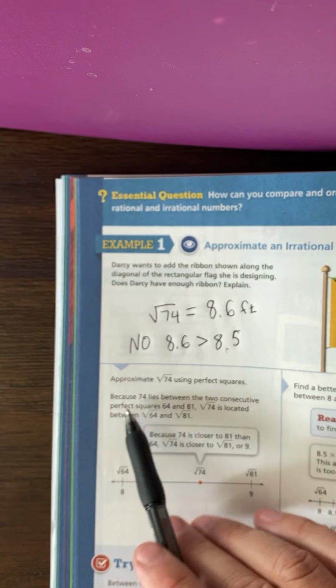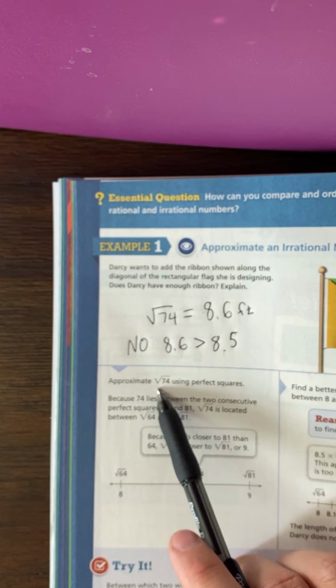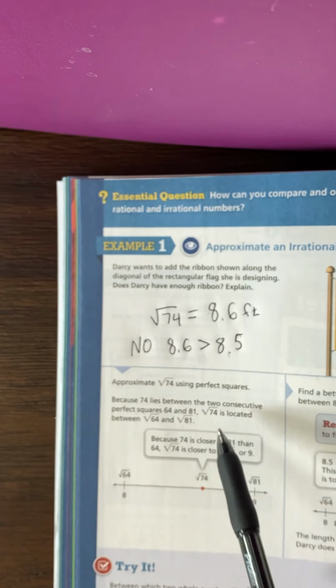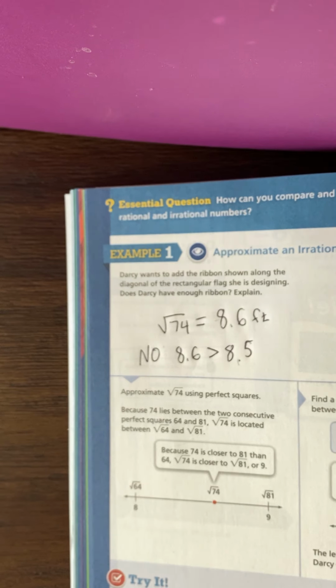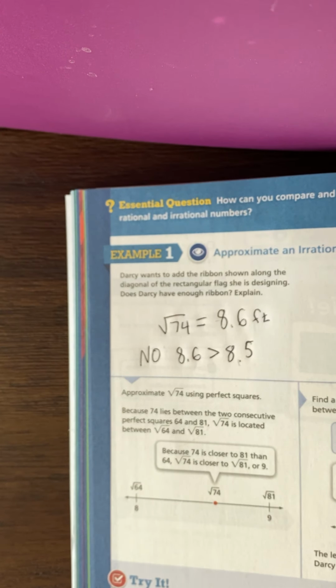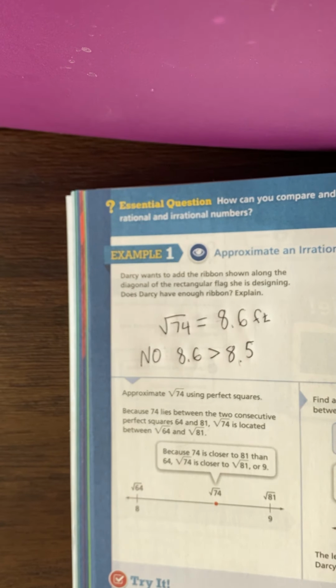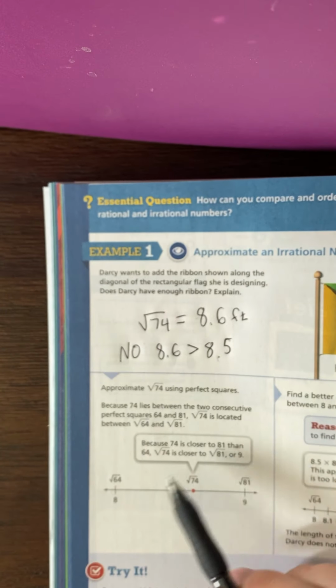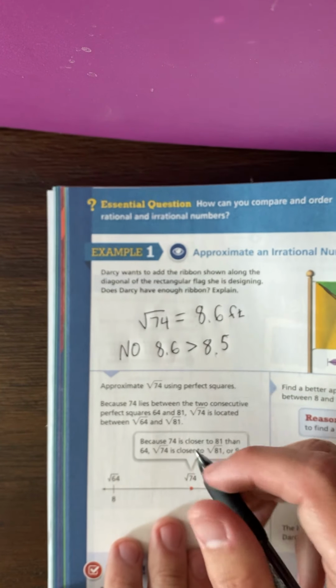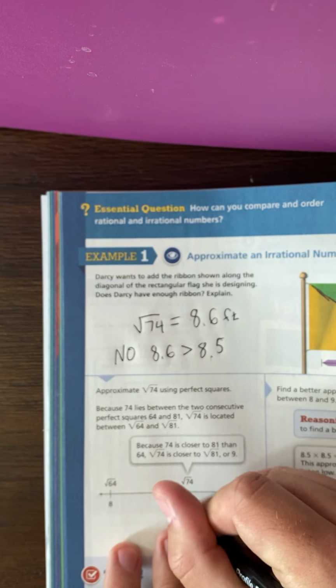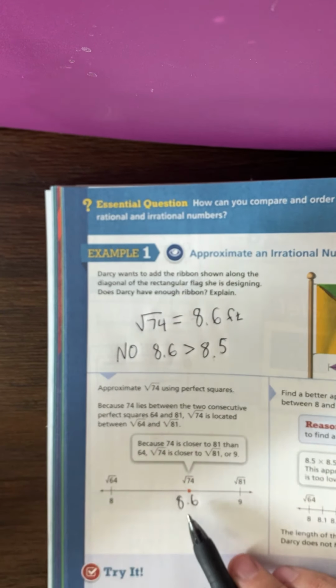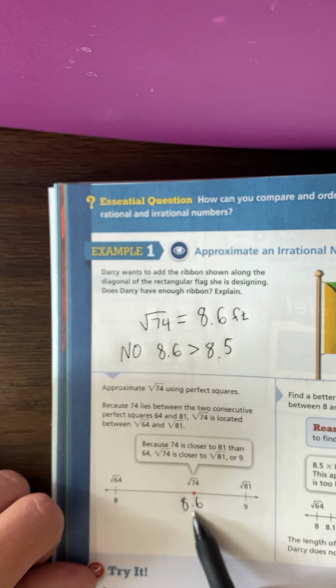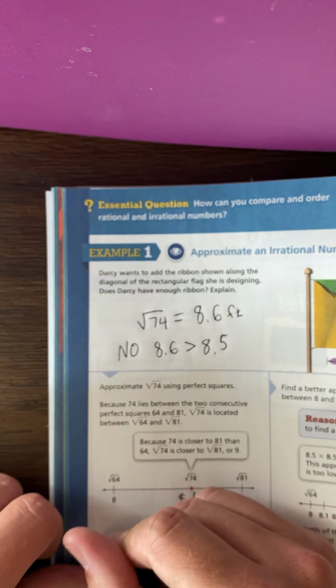The second one. Now you'll notice the second one kind of looks like the first one. Approximate the square root of 74 using perfect squares. Because 74 lies between two consecutive perfect squares, 64 and 81, the square root of 74 is located between the square root of 64 and the square root of 81. So when we do this, the square root of 74 is 8.6, we already said. So which two whole numbers or integers is 8.6 between? That'd be 8 and 9.